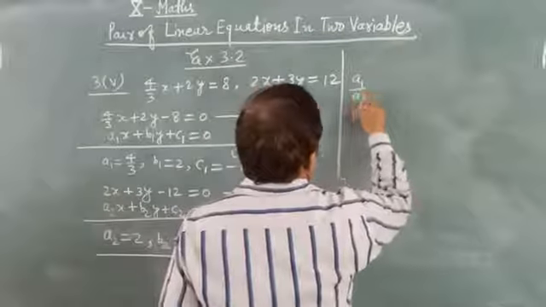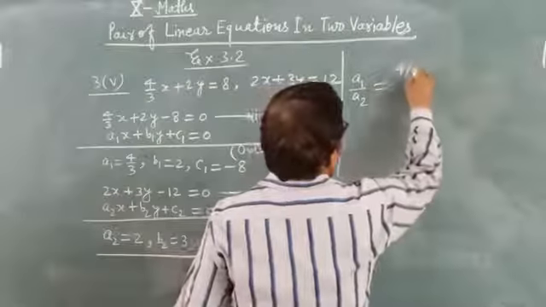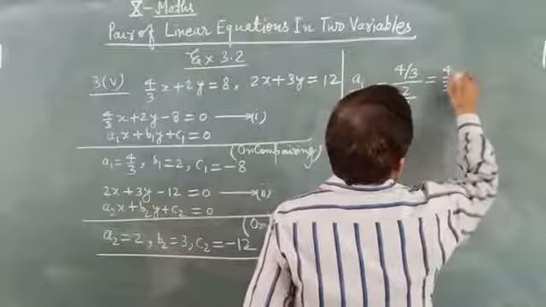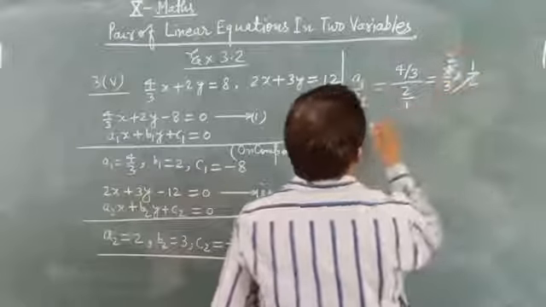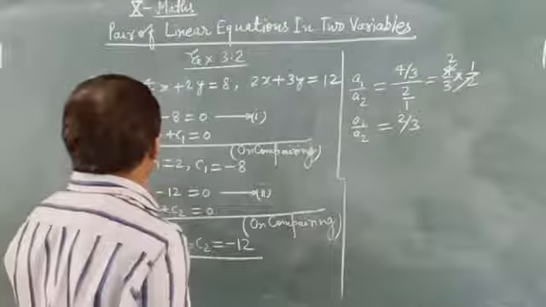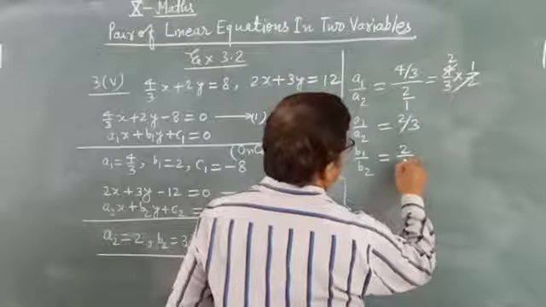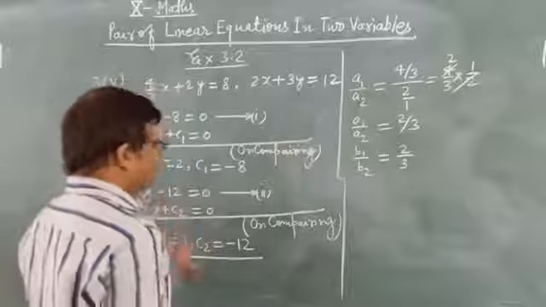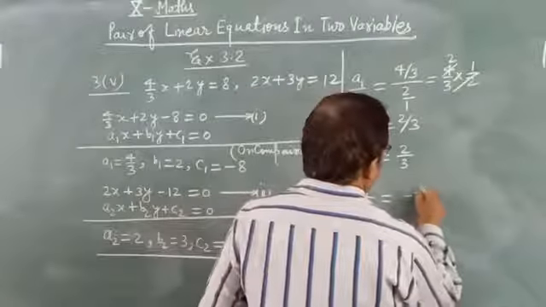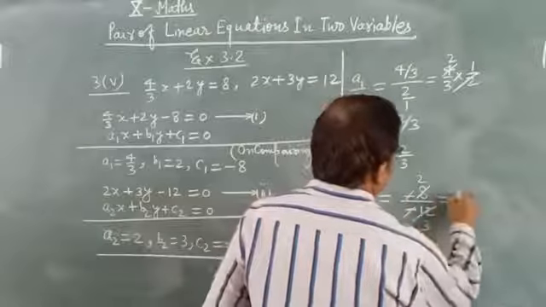a1 upon a2 is equal to 4 by 3 upon 2, that is 4 by 3 divided by 2. It becomes 4 by 3 into 1 by 2. 2 twos are 4, therefore a1 upon a2 equal to 2 by 3. Now b1 upon b2, this ratio is clear: b1 is 2 and b2 is 3, so b1 upon b2 is 2 by 3. Now c1 upon c2, minus 8 upon minus 12. The minus signs cancel out, 4 fours are 8, 4 threes are 12, which is also 2 by 3.